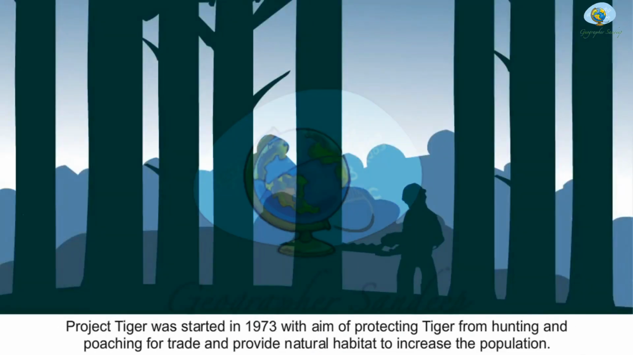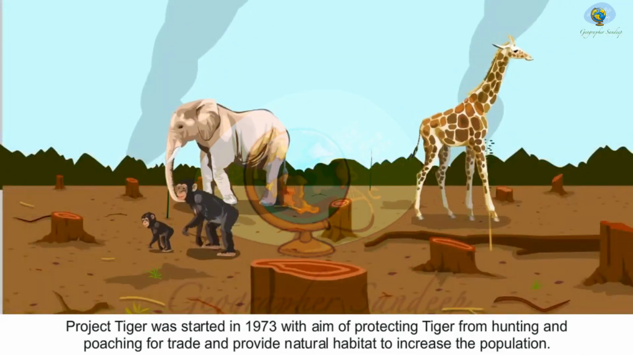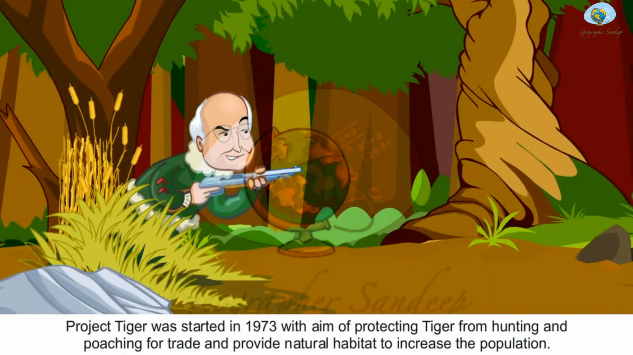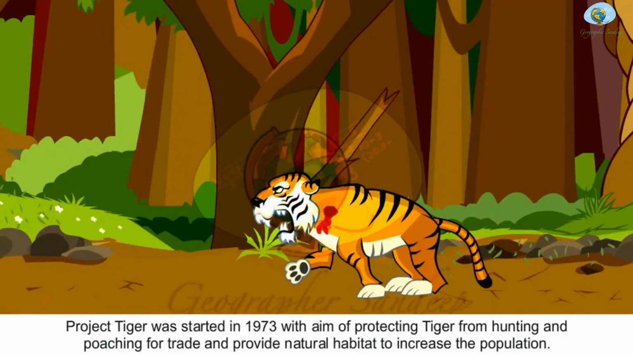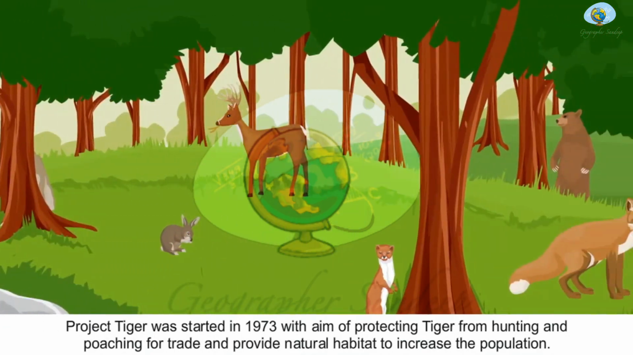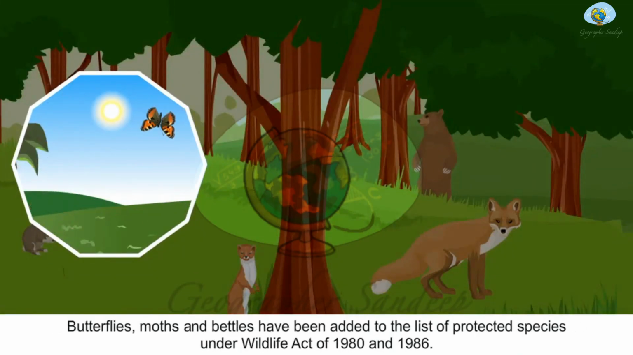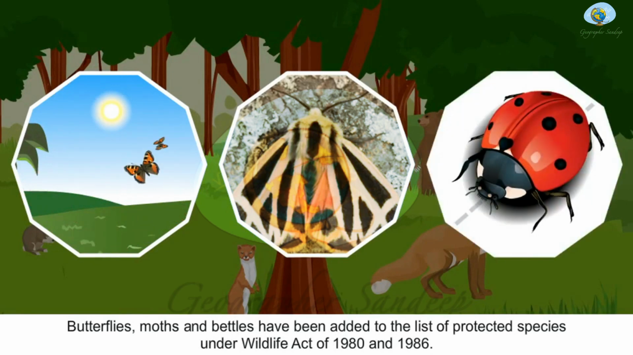Project Tiger was started in 1973 with aim of protecting tiger from hunting and poaching for trade and provide natural habitat to increase the population. Butterflies, moths and beetles have been added to the list of protected species under Wildlife Act of 1980 and 1986.